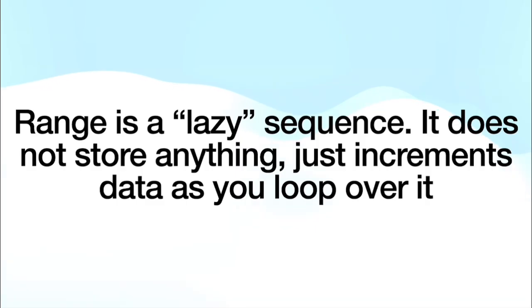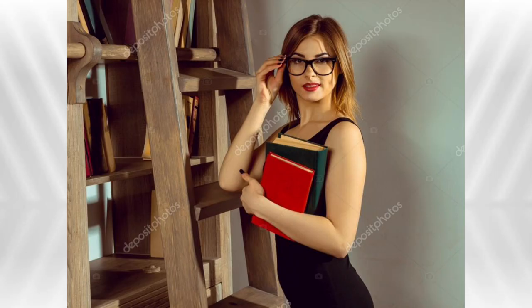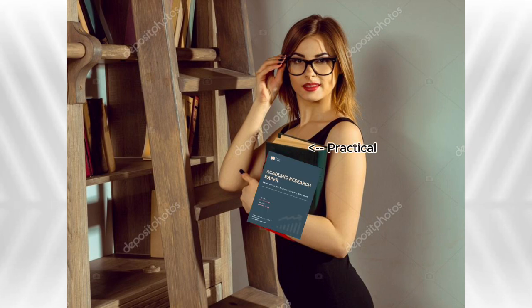Now, the range function is a lazy sequence, meaning it does not actually store anything. It just increments the data as you loop over it. If we named a variable x and had it equal to a range function, x wouldn't be whatever the range function's arguments is. X will just be the range function. So if you print it out, you won't get a series of numbers, you will just get the function back. You should definitely understand how range works in theory now for the practical cases I'm about to show.